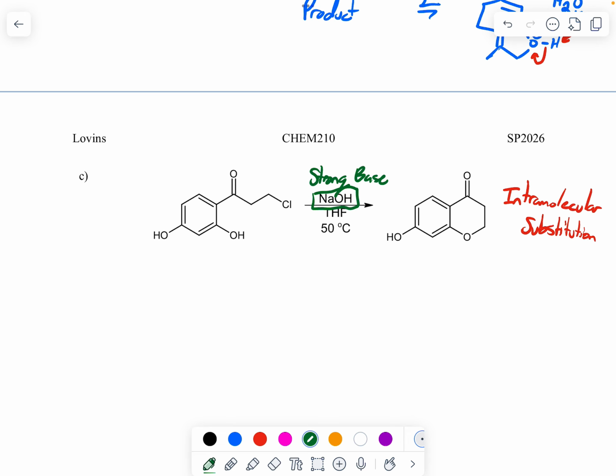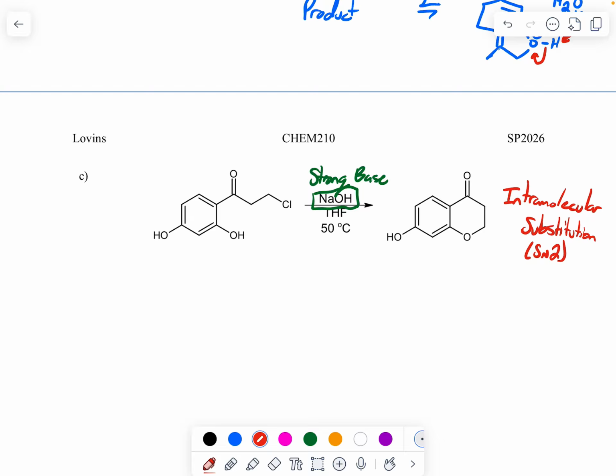But in the case of having a strong base in solution, such as sodium hydroxide, this no longer makes me confident that it will be something like an SN1. Rather, this is more likely to be something like an SN2. So let's assume at the moment that this will be an intramolecular SN2. As a reminder, intramolecular SN2s rely on the fact that we have some type of nucleophile that's present in the molecule alongside the good leaving group.